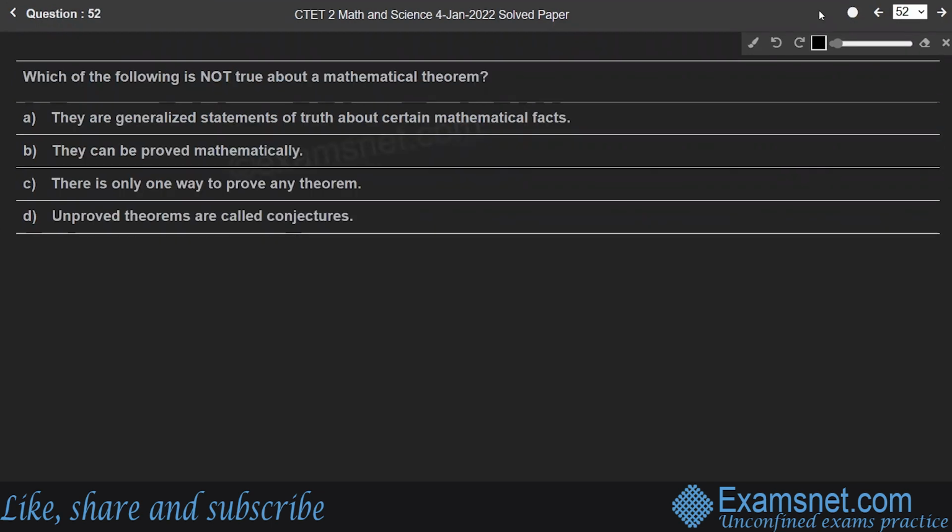Question 52. Which of the following is not true about a mathematical theorem? They are generalized statements of truth about certain mathematical facts. They can be proved mathematically. There is only one way to prove any theorem. Unproved theorems are called conjectures. So here the correct answer is: there is only one way to prove any theorem is not true about a mathematical theorem. A theorem is nothing but a mathematical statement whose truth has been established or proved, right? The theorem can be proved by using more than one method.